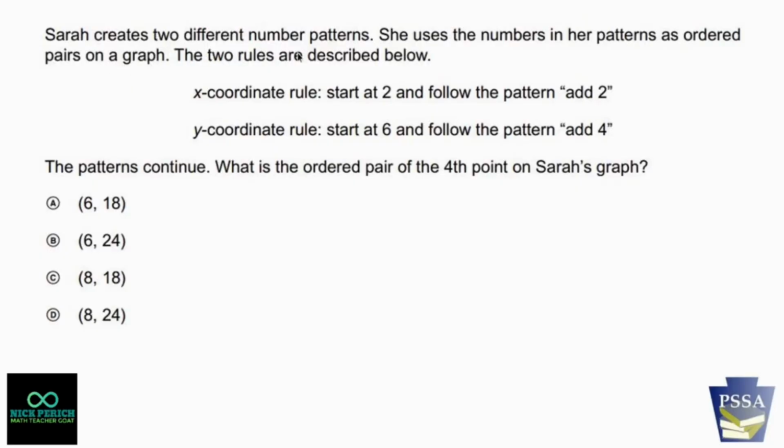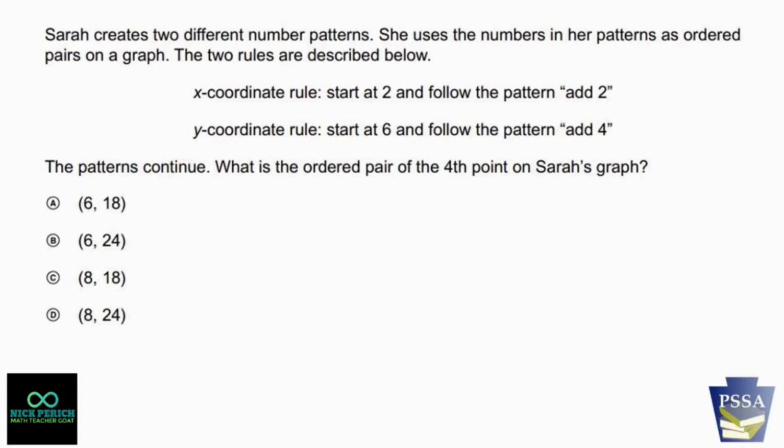Sarah creates two different number patterns. She uses the numbers in her patterns as ordered pairs on a graph. The two rules are described below. The x-coordinate rule, you start at 2 and follow the pattern add 2. The y-coordinate rule, you start at 6 and follow the pattern add 6. The patterns continue. What is the ordered pair of the fourth point on Sarah's graph?